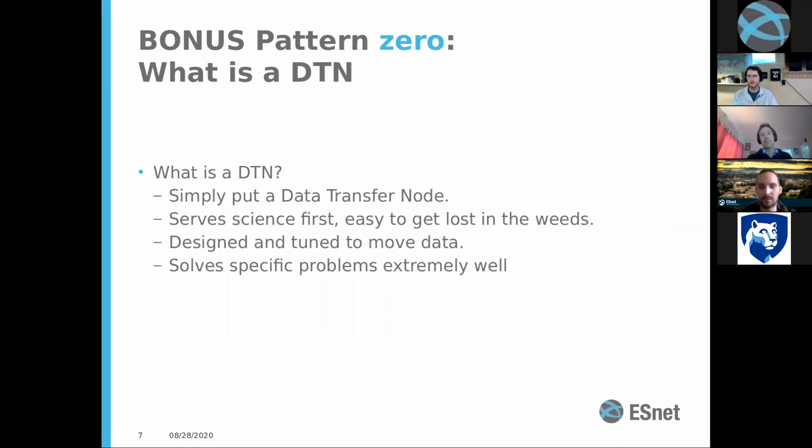A data transfer node is to get those data moved. It's designed and tuned to move that data. We're also trying to solve specific problems extremely well. So keep in mind as you're building your DTNs or deploying your DTNs or taking advantage of the Science DMZ patterns, what is the problem you're solving? Don't lose sight of that. I know every now and then I will get off into the weeds and worry more about something that's not important for the overall big picture, and it can be a time-consuming effort.